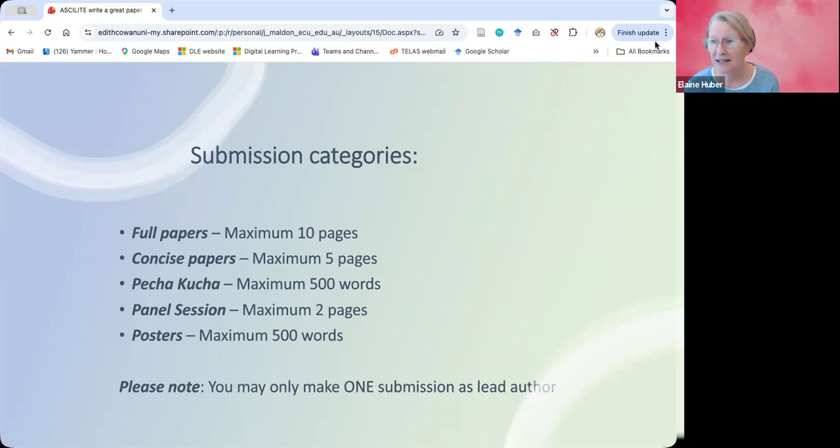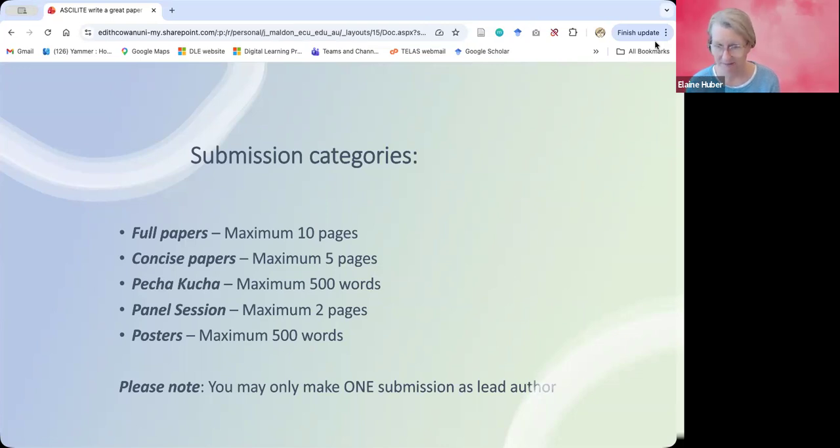Each of these has a template, as I said, so go and have a look at the template. But they're more about page length. For full papers and concise papers, they're more about page length than word count. And you do need to stick to that.